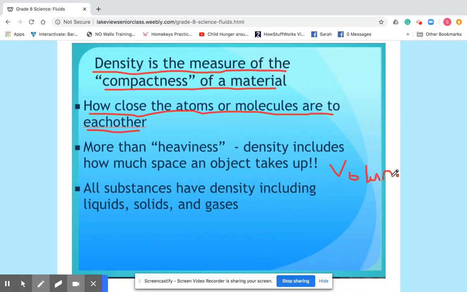You'll have to excuse my writing here. I'm learning how to use these tools as we go along. So here, how much space an object takes up is its volume. So you can write that down as well. And we know that all substances have density. So liquids, solids, and gases all have density because they all have particles that have mass, and they all take up some sort of space, whether it be compact space or very not compact, like a gas.